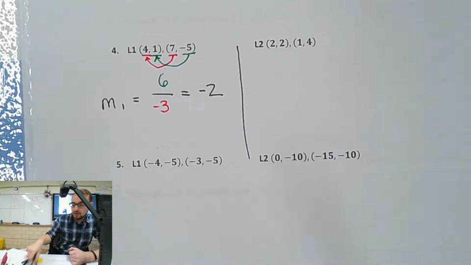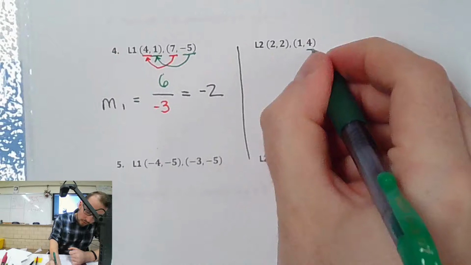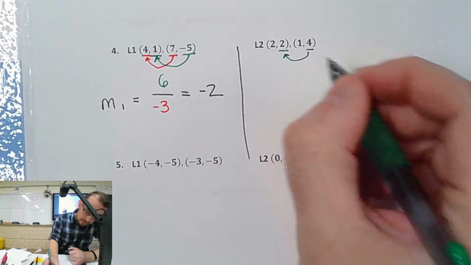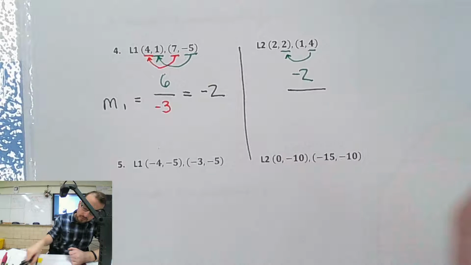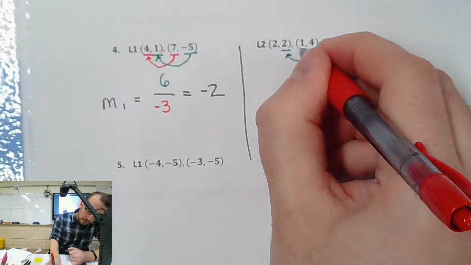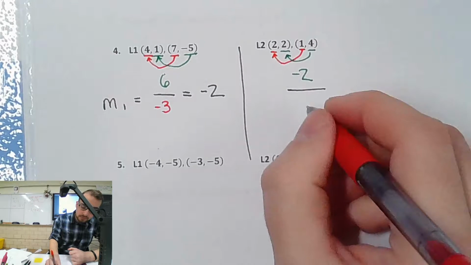Line 2 slope. 4 going to 2. -2. 1 going to 2. We added 1.